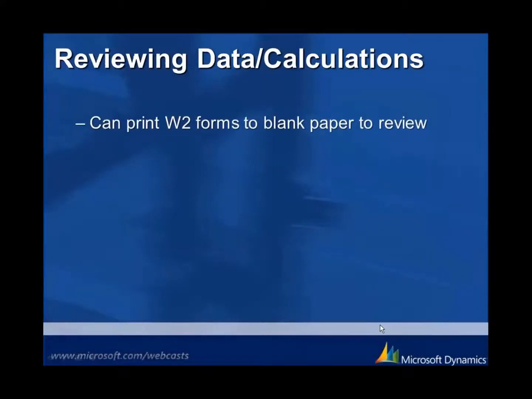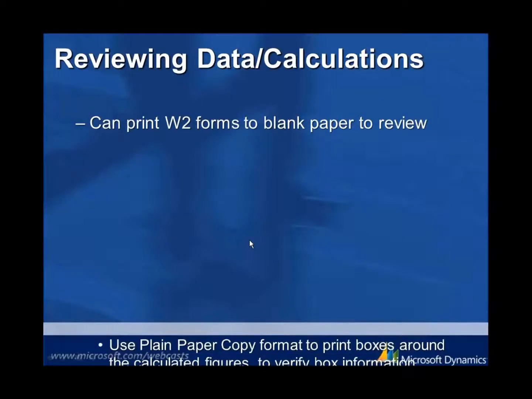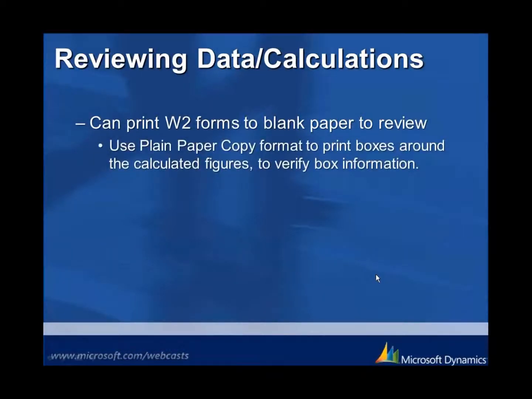Now, when we're reviewing the data, there are a couple of different ways to review data. First, you can print the W-2 forms to blank paper in order to review the totals for each employee. You can use the plain paper copy formats to print the boxes around the calculated figures, and that way you can actually see what the W-2s are going to look like on the printed forms. So if you do need to do any review or checking of numbers, you can use that plain paper copy, and it will put all of those boxes around it. It makes it a little bit easier to read.